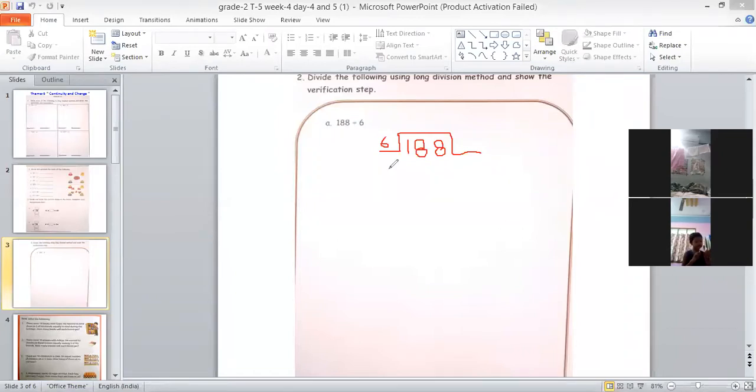Now we have to look for 18 in the 6 table. First we have to recall the 6 table and then we will try to find out whether we will get 18 in the 6 table or not. So if you recall the 6 table, 6 ones are 6, 6 twos are 12 and 6 threes are 18.